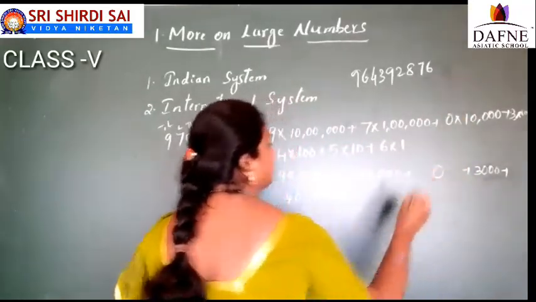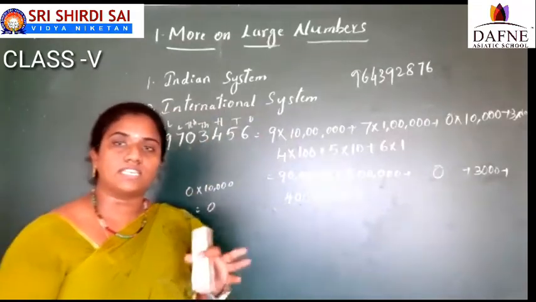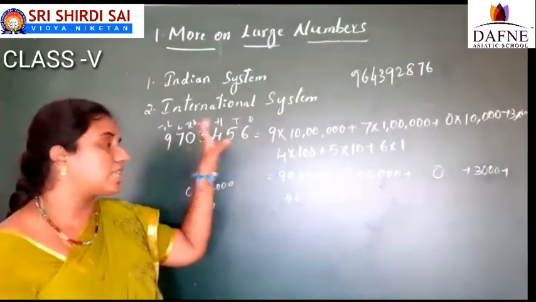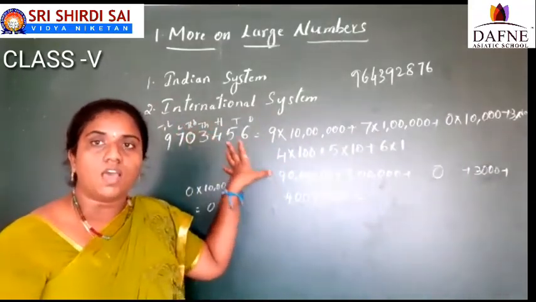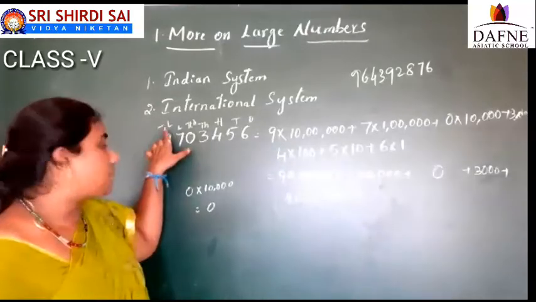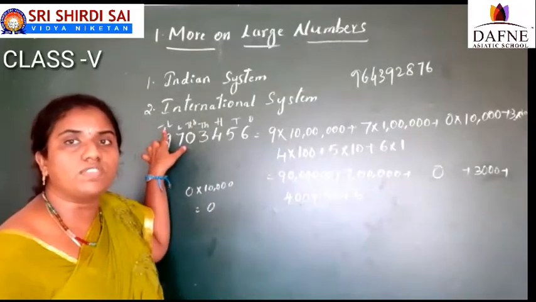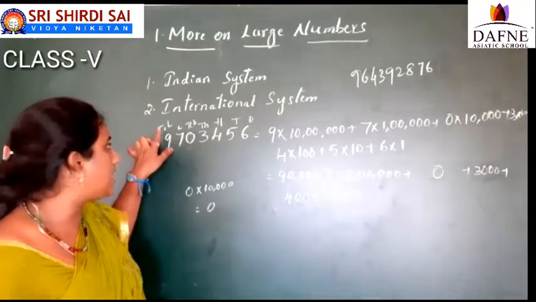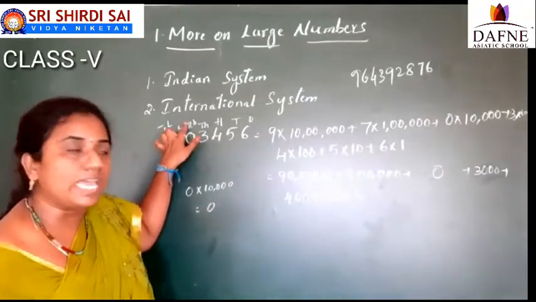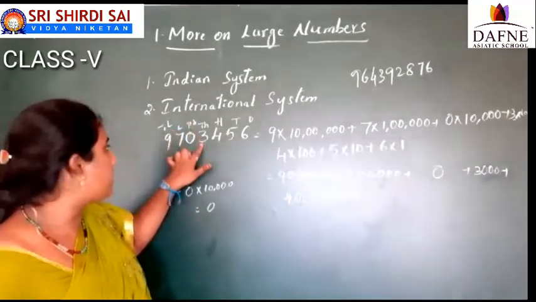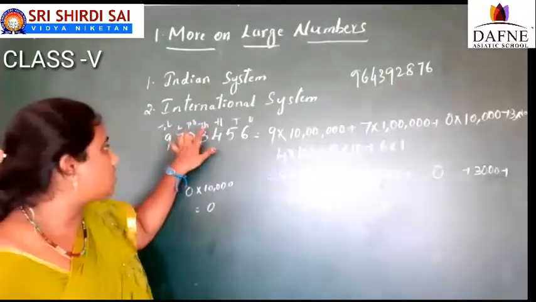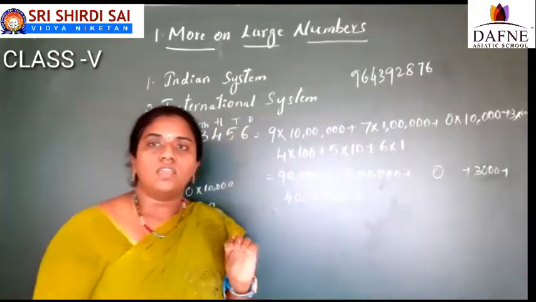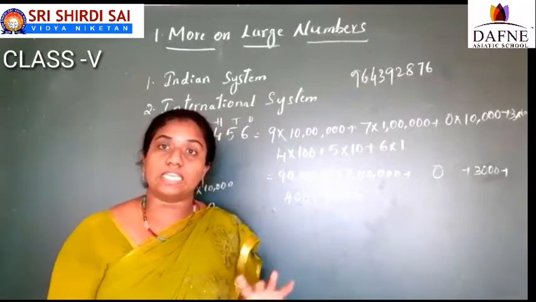So 0 into 10,000, what will you write? 0. Okay, children, have you understood how to write the expanded form for any number? The first step is to write the place values on that number. Then multiply the digit with the place value of its position. The digit is 9. 9 into what position? 10 lakhs. 9 into 10 lakhs, plus 7 into lakhs, plus 0 into 10,000, plus 3 into 1000, plus 4 into 100, plus 5 into 10, plus 6 into 1. So in this way we will write the expanded form.